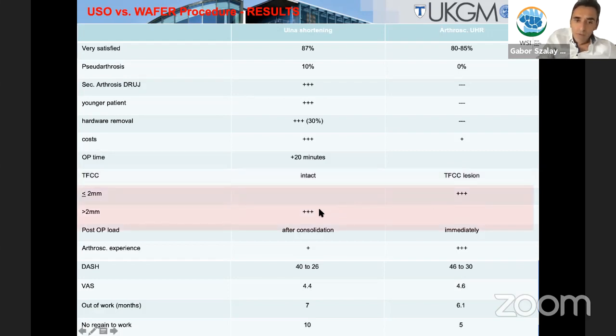If you want to take more than 2 millimeters, you should go better for the ulnar shortening osteotomy. If you want to take away less than 2 millimeters and you have a TFCC lesion, you can go for the ulnar head resection. The postoperative load is possible just after consolidation in case of the ulnar shortening and immediately after ulnar head resection, but you need some experience if you want to go for the ulnar head resection. Round about the same is the DASH. The patients are going a little bit earlier back to work after the arthroscopic head resection.